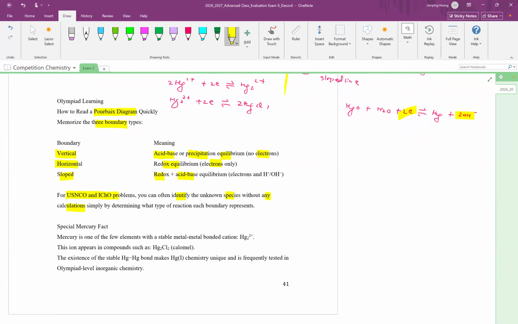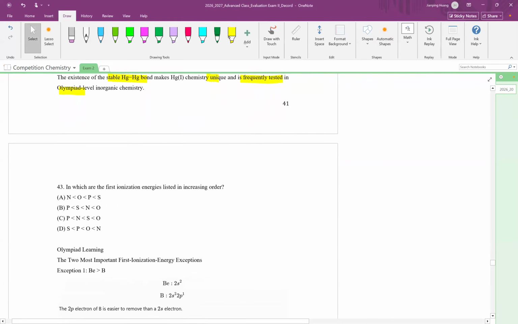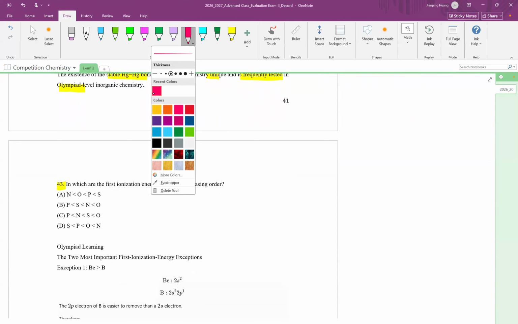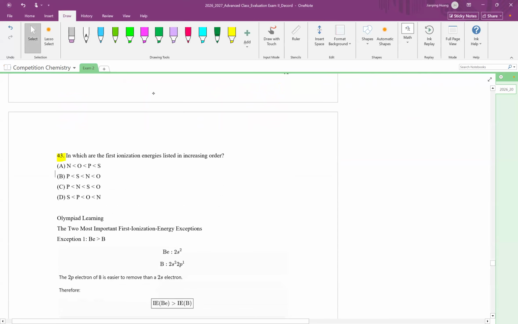Yeah. So see, this question is very unique, often tested at the Olympiad level in inorganic chemistry. Very common, right? Okay. Now this is easy. If we can finish another hour, very great. Okay, so this one should be easy, right? And the answer should be this one.